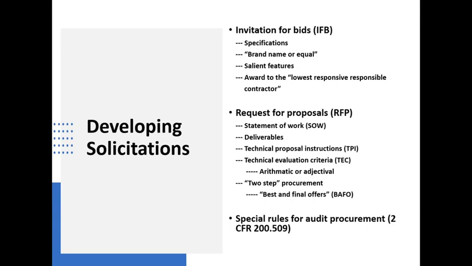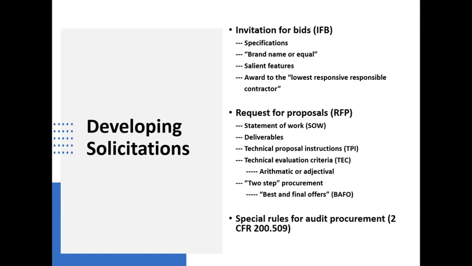The statement of work is an identification of the process that the contractor has to go through and what their deliverables will be. What are the products or services that they're supposed to produce? The technical proposal instructions tell the potential contractor how to package their offer so that you can compare one offer to another and make a source selection.